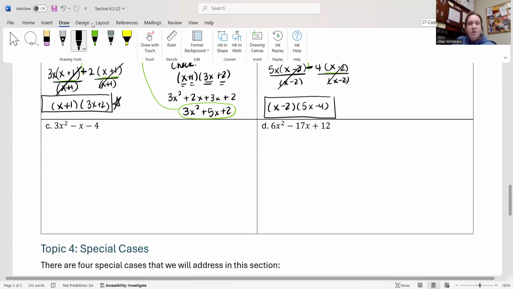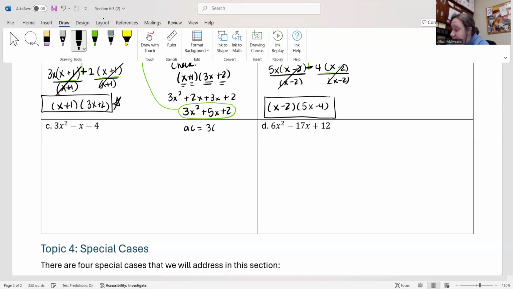Okay? Let's look at part C. Yet again, we don't have common factors. So a times c is 3 times negative 4, which is negative 12. You do have to be careful here. Now that we have a negative product, we need factors that have different signs. So as you're going through your list of factors, one has to be negative, one has to be positive.